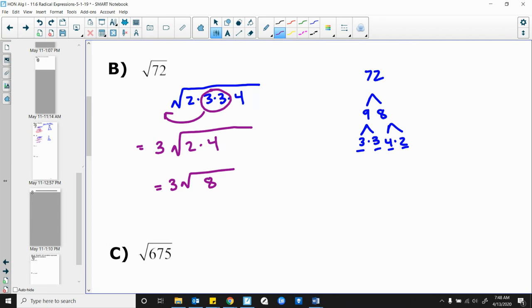Now, another way you can check this that I've always done is you can go ahead and plug in square root of 72 in your calculator. You're going to get 8.485..., and you can just kind of remember the first couple decimals. Then if you go back to your calculator and type in 3 square root of 8, you should get the same decimal if you did it correctly. All right. So we get 3 square root of 8.